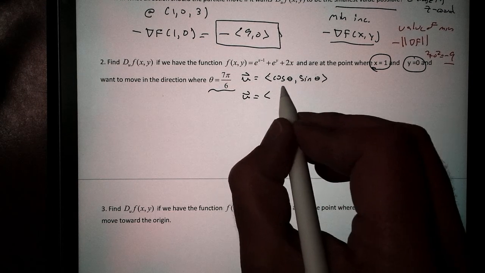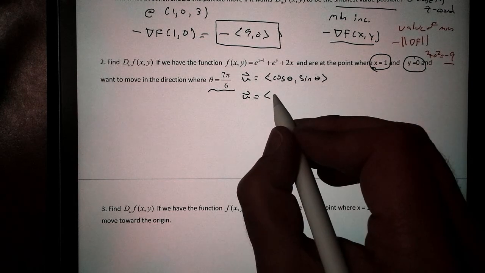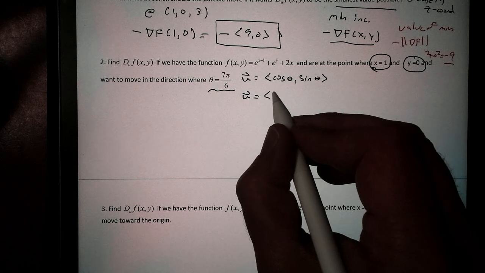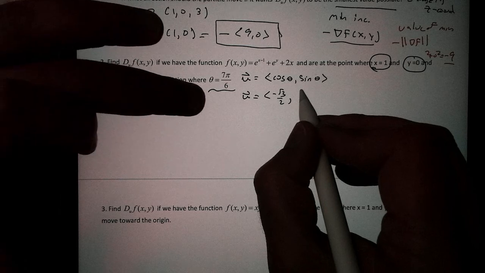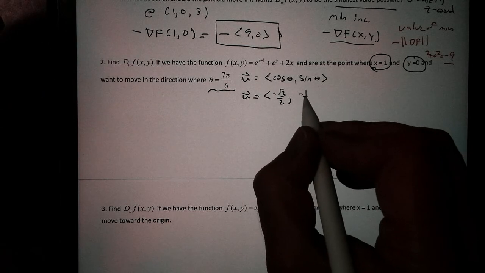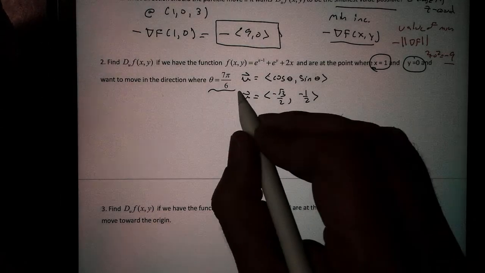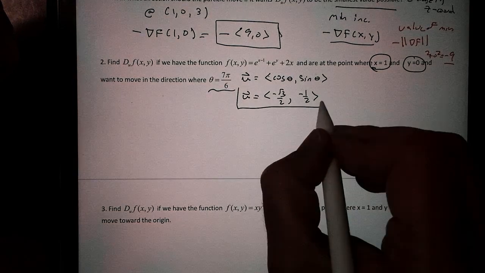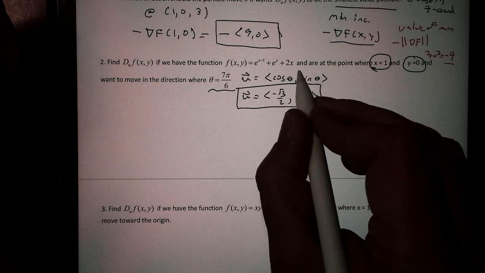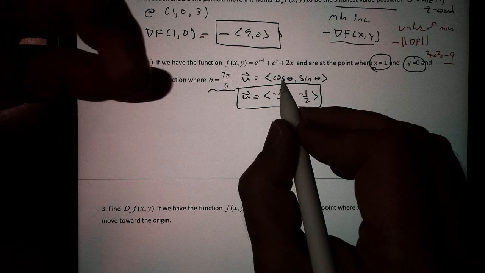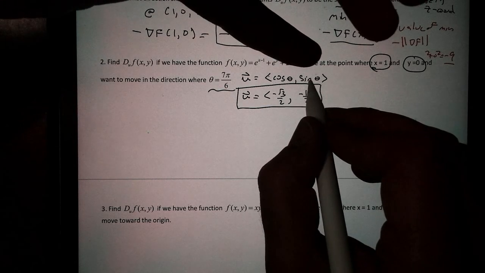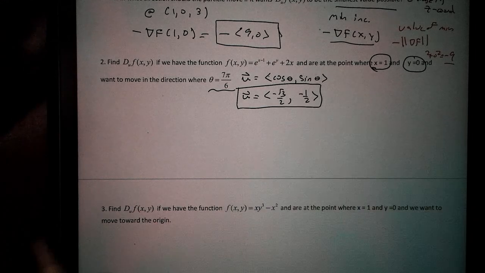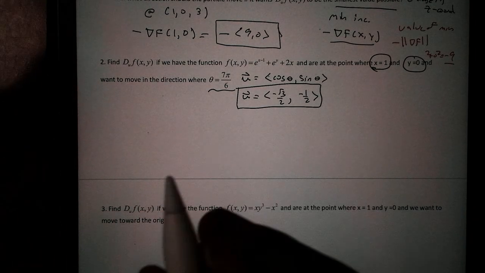So this is going to become the cosine of 7 pi over 6, which we should remember from pre-cal is negative root 3 over 2. We're in the third quadrant. And the sine of 7 pi over 6 is negative a half. Now, we already know that this is going to be a unit vector because we're using cosine and sine of theta. I can easily guarantee this because of the Pythagorean identity, cosine squared plus sine squared is 1. So this has to be a unit vector. So that's the first thing we're going to need.